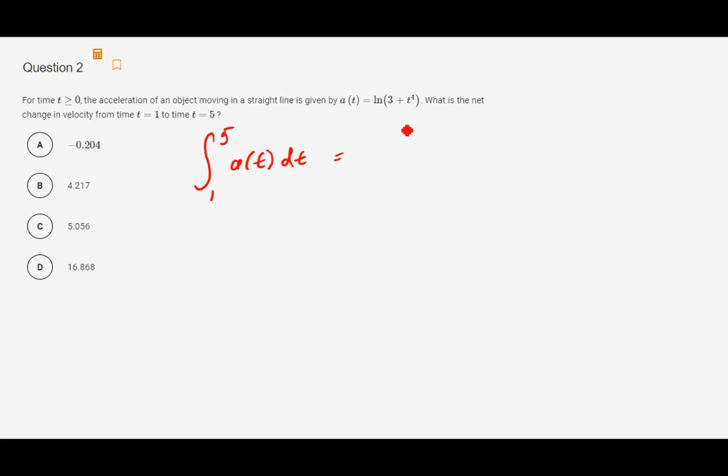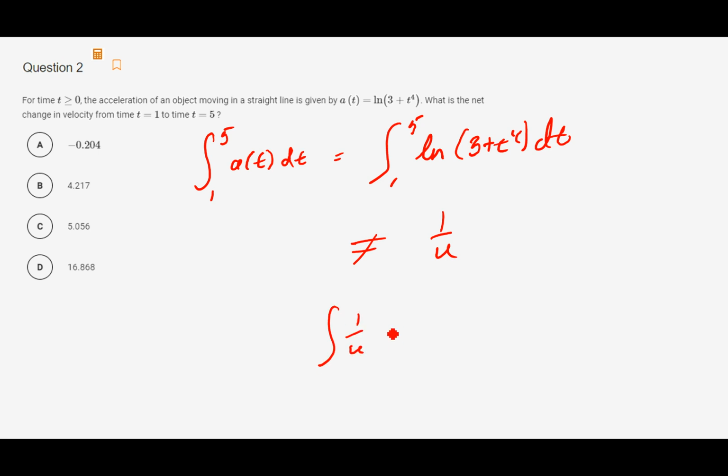Okay, so I have the integral from 1 to 5 of natural log of (3 plus t to the 4th) dt. Do not make the mistake of thinking the antiderivative of natural log is 1 over u. That is false. The antiderivative of 1 over u du is natural log of u, but it doesn't go the reverse direction. So that's one thing I want to point out. If you have an integral of a natural log function, it is not 1 over u.